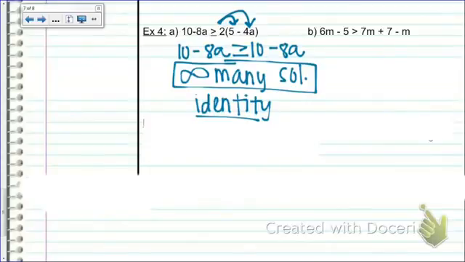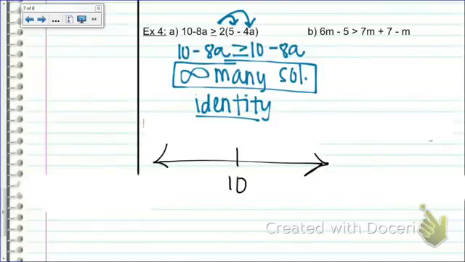So there is no way to draw it on the... I mean, there is. We could just draw the number line. There's 10. 10 is always greater than or equal to 10, so we just put a dot at 10. That's really how it would be drawn on the number line. Okay?